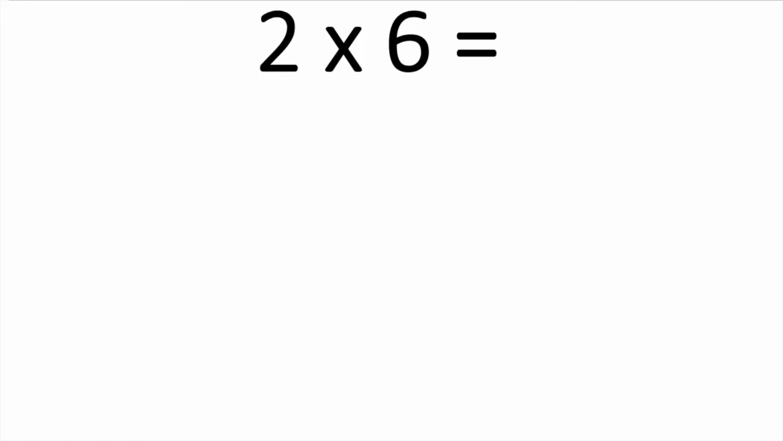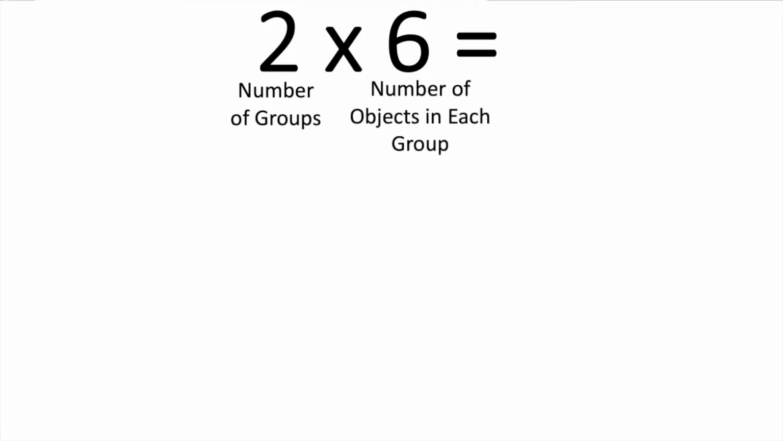Let's start with our first problem. Our first multiplication problem is 2 times 6. Our first number, 2, represents the number of groups. And our second number, 6, represents the number of objects in each group.